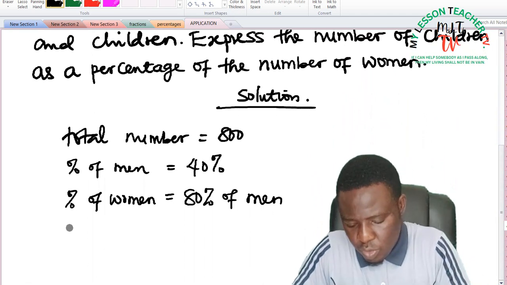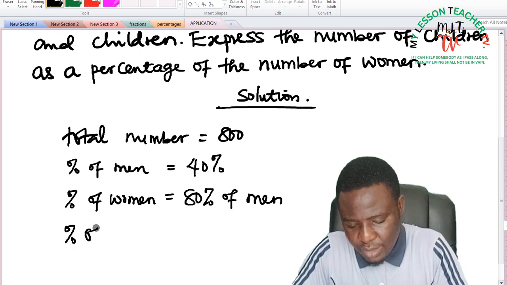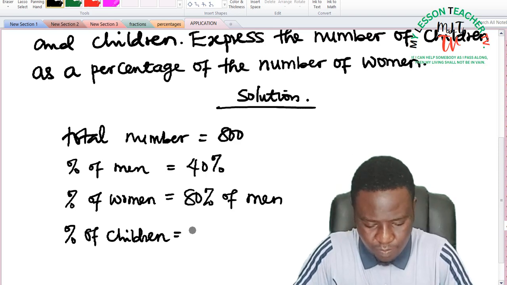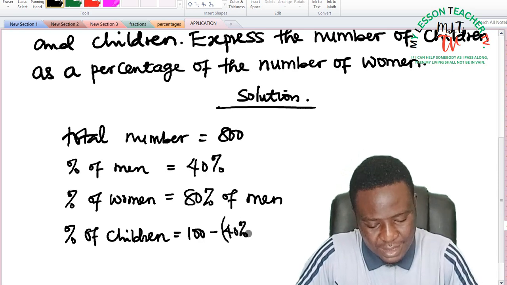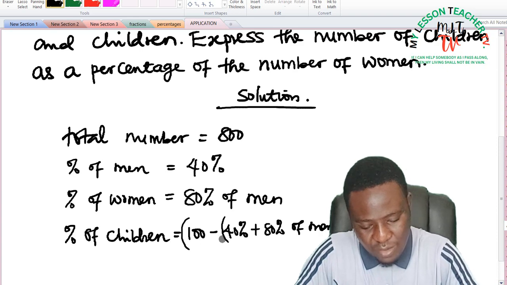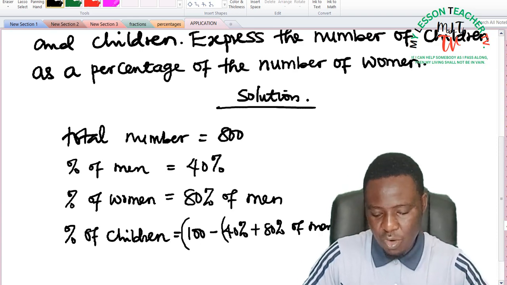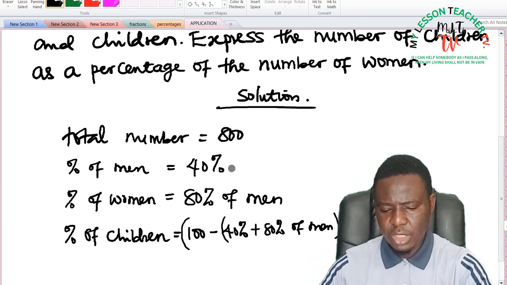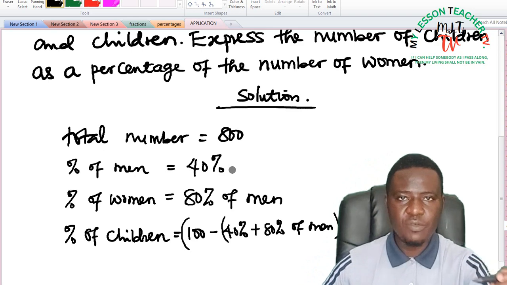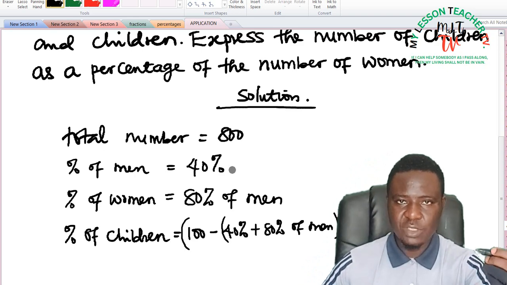Okay, so percentage of children will be equal to 100% minus 40% plus 80% of men. That will give us the percentage that are said to be children. But first of all, let's get the number of men, then we can get the number of women, and then that will easily give us the number of children.